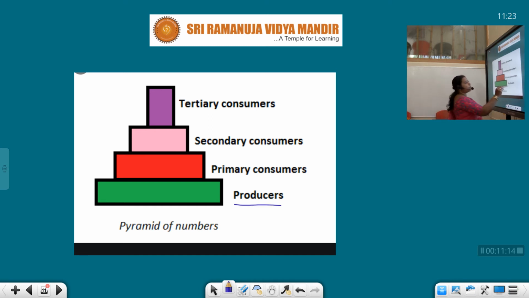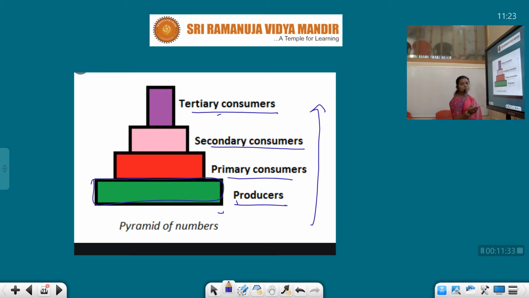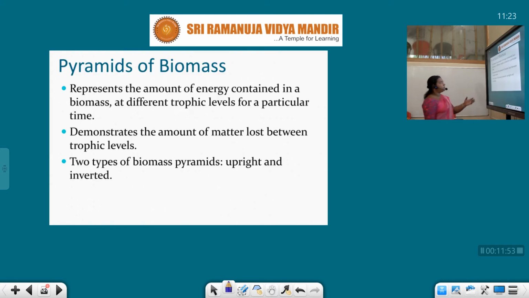Pyramid of numbers. These are the producers, primary consumers, secondary consumers, tertiary consumers. So, as we are going up, the number of organisms decreases from the producer level to the consumer level. Here it is showing a big block, which gives the indication about the number of organisms. Here the number of organisms at the producer level is more. Next to this, somewhat reduced. Next level, reduced more. And in the tertiary level, it is very reduced. So there are a lot of differences between the different trophic levels in terms of number of organisms.